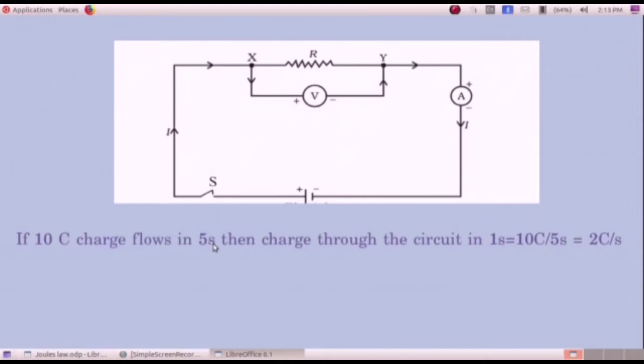Suppose 10 coulomb charge flows through this circuit in 5 seconds. Charge we measure in coulombs. Then the charge through the circuit in 1 second can be calculated by dividing 10 coulomb by 5 seconds, total charge by total time. We get the charge flowing through the circuit in 1 second, and here it is 2 coulomb per second.